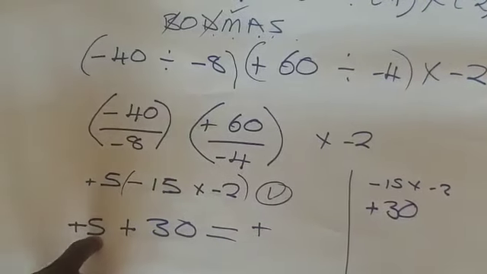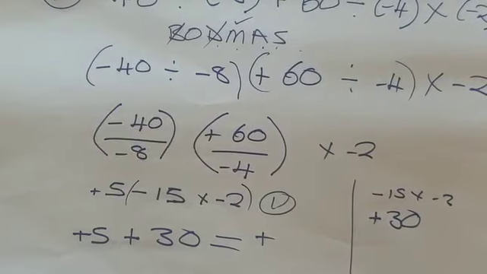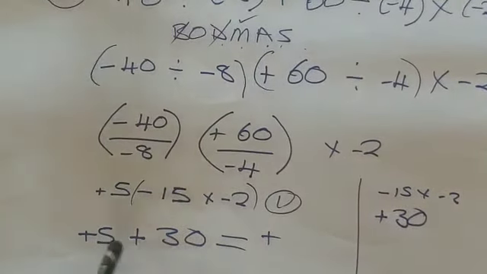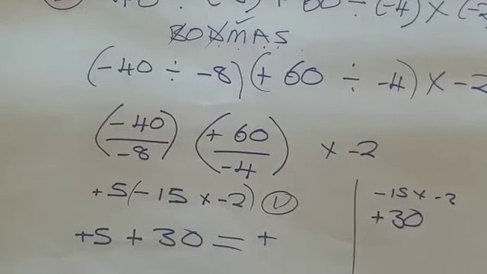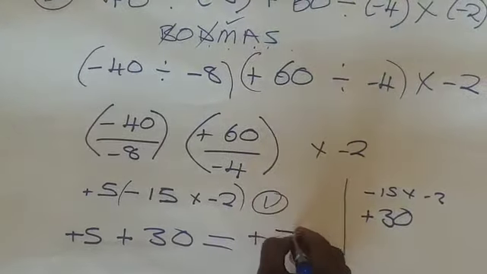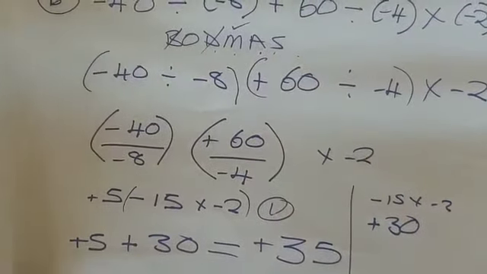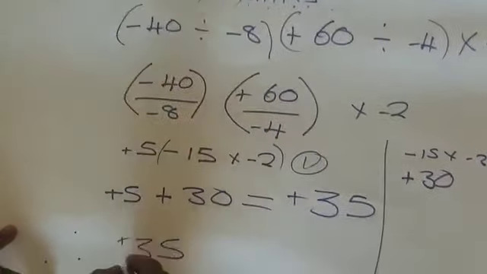When I add 5 to 30, you know that this is a plus. So positive 5 plus 30, the answer is 35. So our answer is going to be 35. We just conclude to say the answer is going to be positive 35.